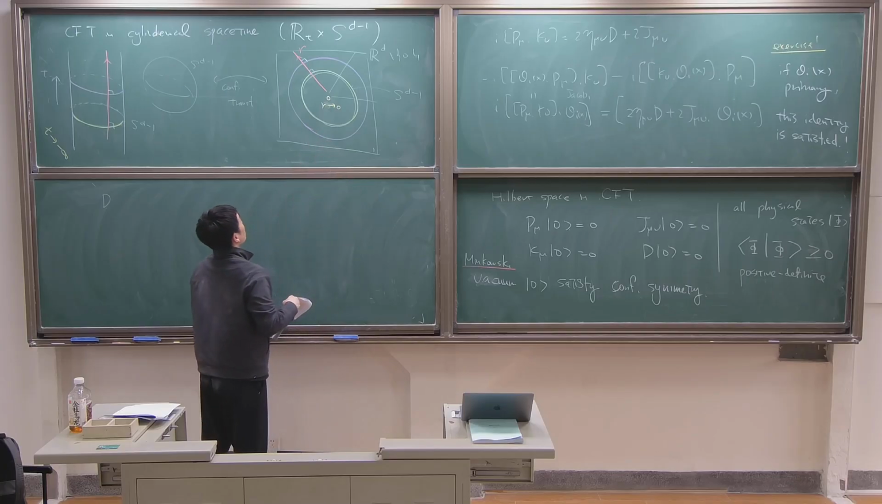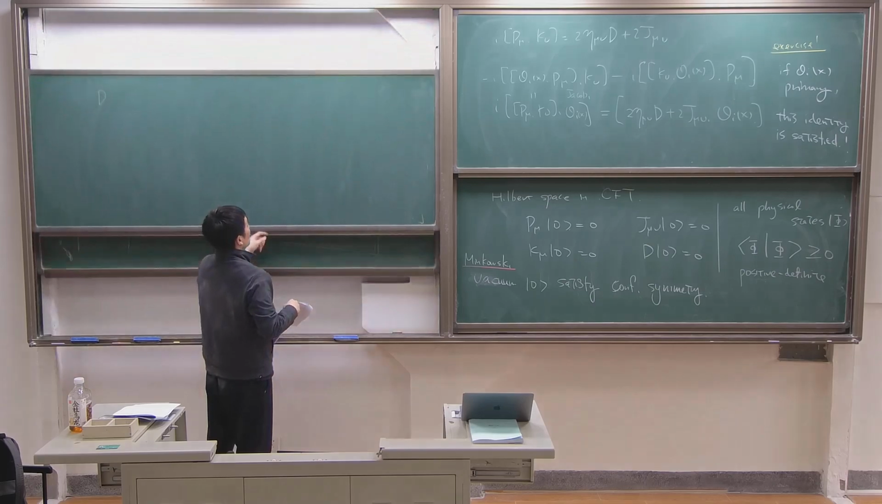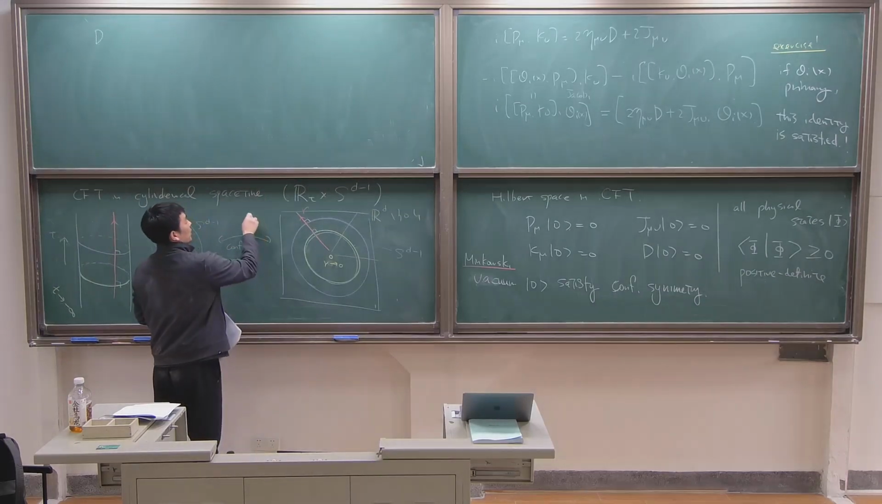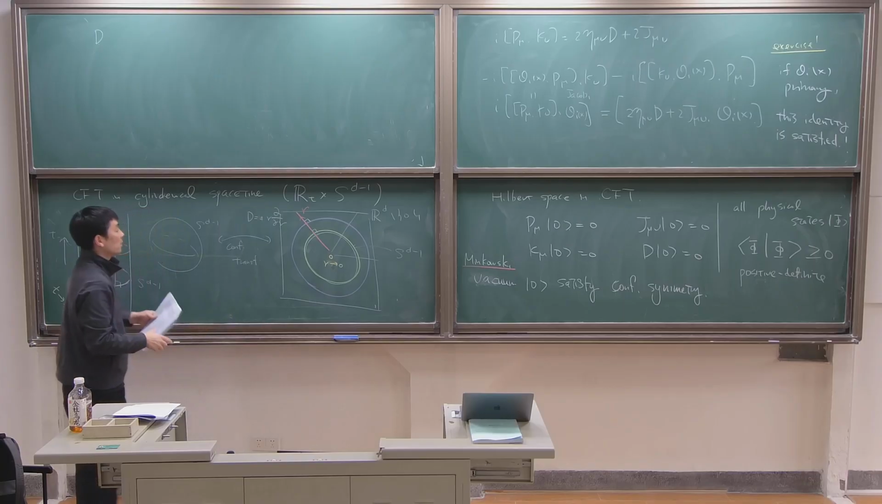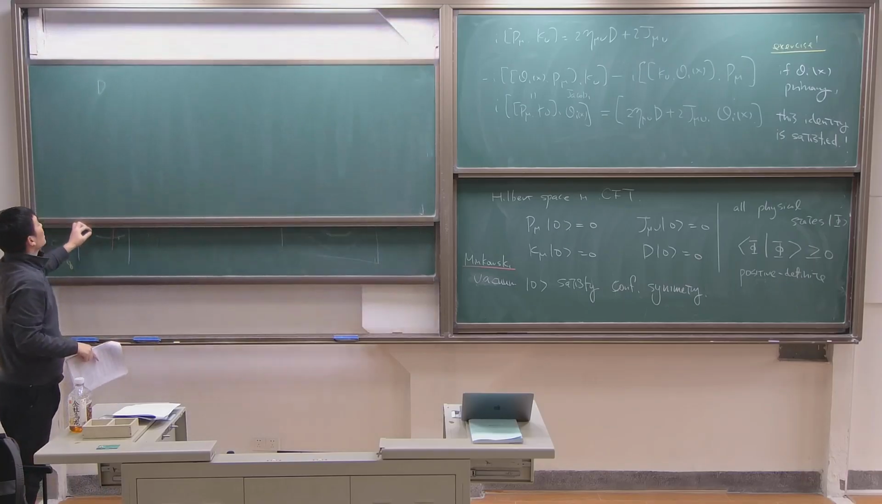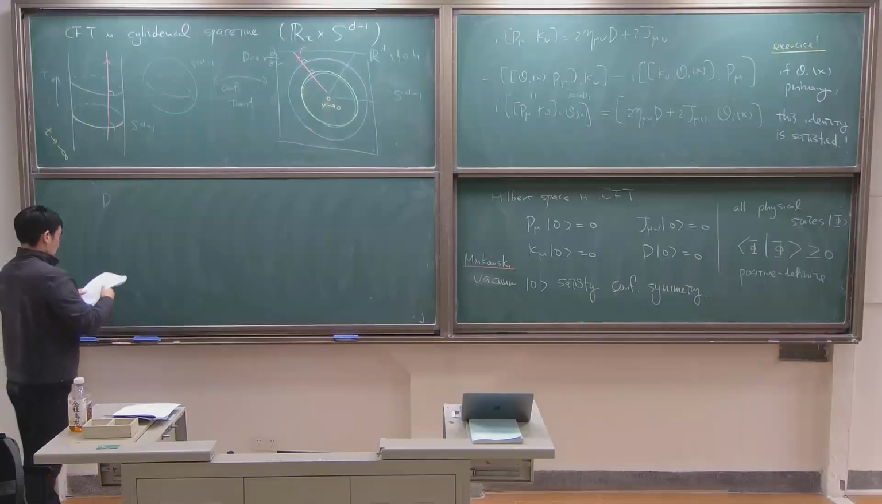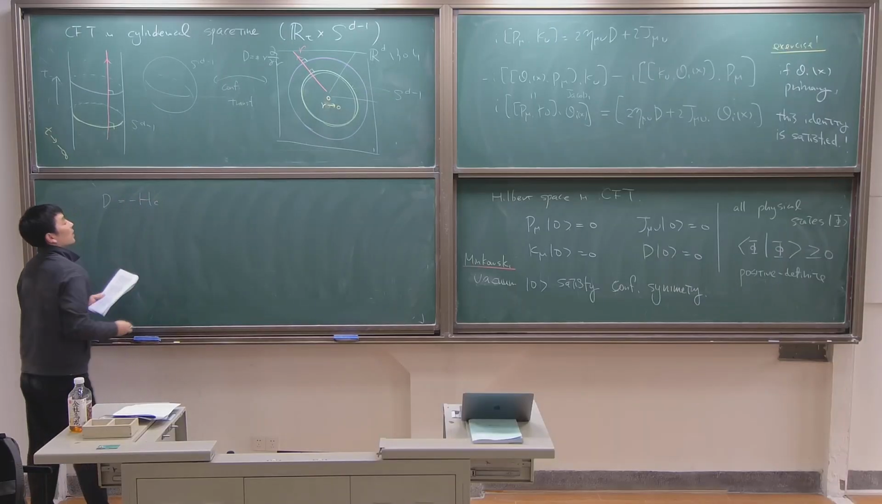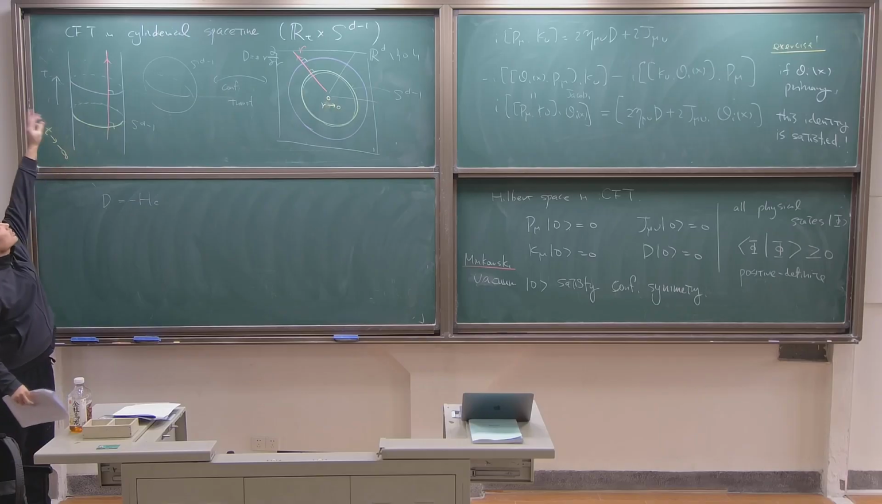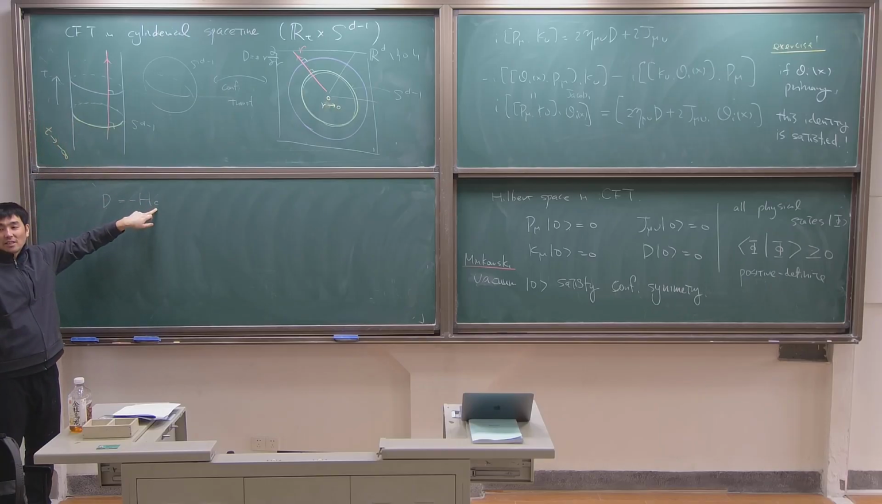This D operator here, the dilatation operator, is essentially R delta R. Most likely you have some number here, I don't know the number. So D becomes the Hamiltonian of this cylindrical space. This Hamiltonian just gives you time translation. This is the Hamiltonian of cylindrical space.